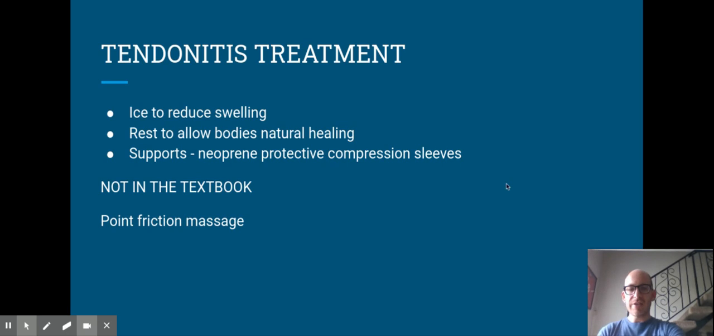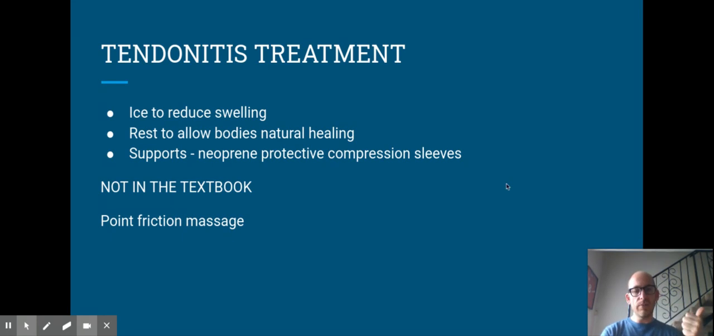And now there's one thing that isn't in the textbook that I thought I would share with you from my experience. It's something called point friction massage. So what happens is if you have the tendon sliding in between the sheath, you can get scar tissue building up from all these tears. So it becomes less fluid as it contracts and moves through the sheath. So you get this buildup in between the tendon and the sheath of scar tissue.